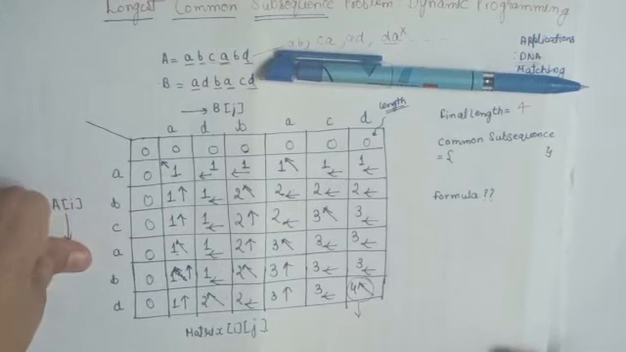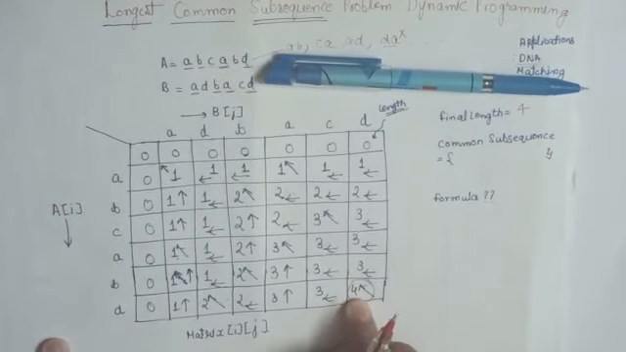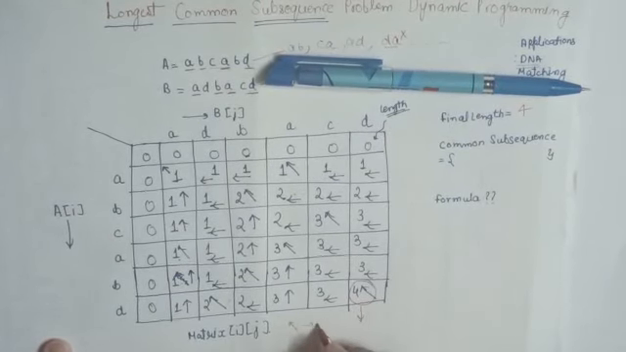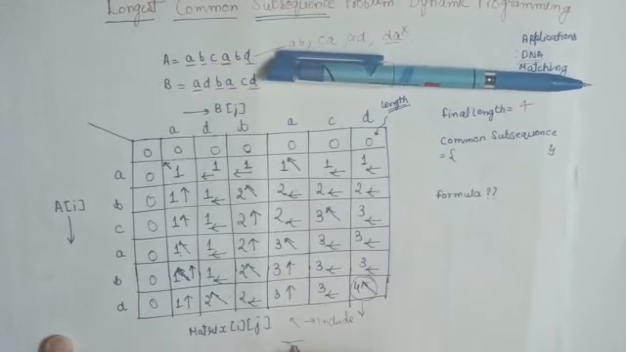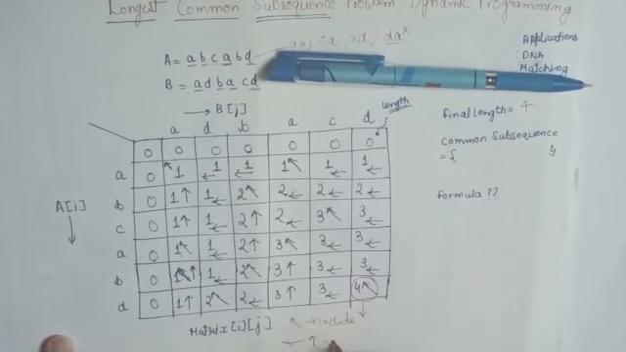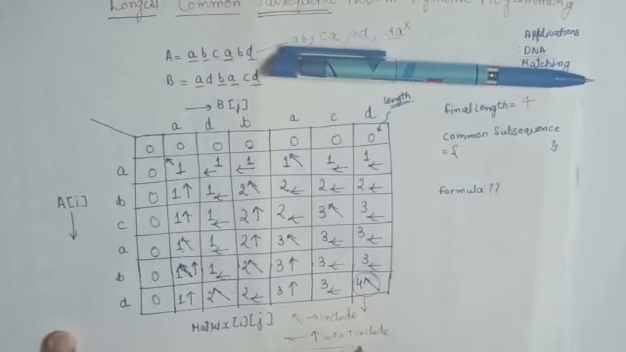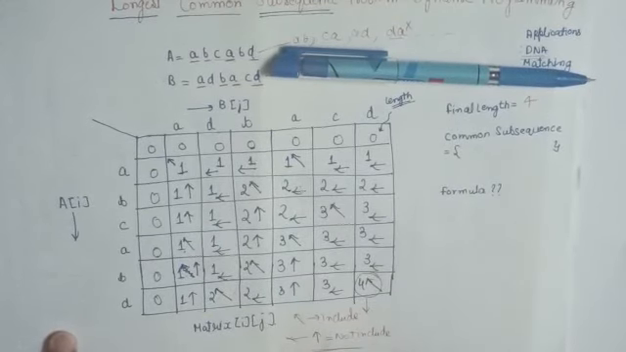Okay, so we have arrows over here. Since this arrow is diagonal, a diagonal arrow implies you have to include that element. If the arrow is this way or upwards, you don't have to include. This is the formula that we are using, including and excluding.